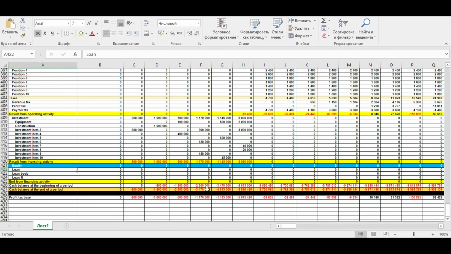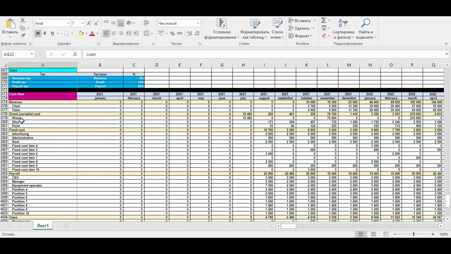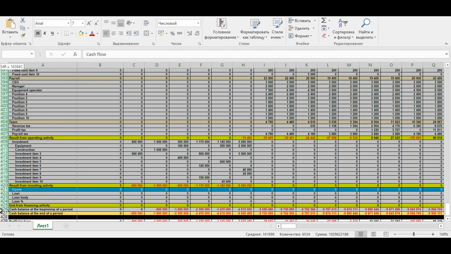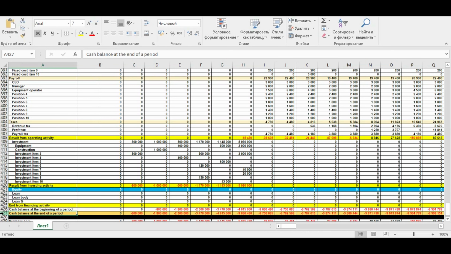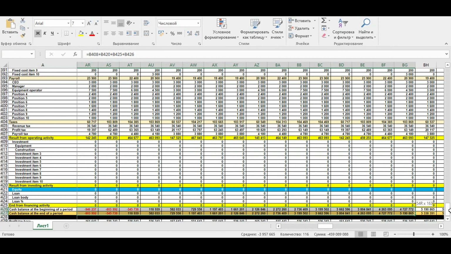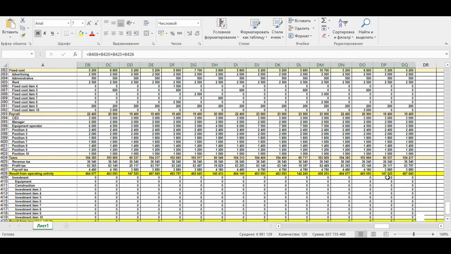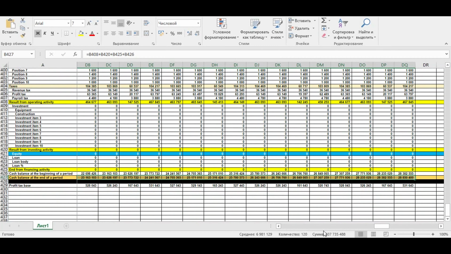Basic rule for calculation: to calculate the amount of money, we need our cash flow statement done. The last line of the cash flow statement is the cash balance at the end of the period. The basic rule is that this line has to be positive during all the timeline of our calculation horizon.